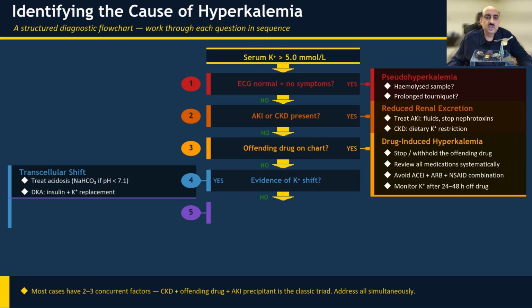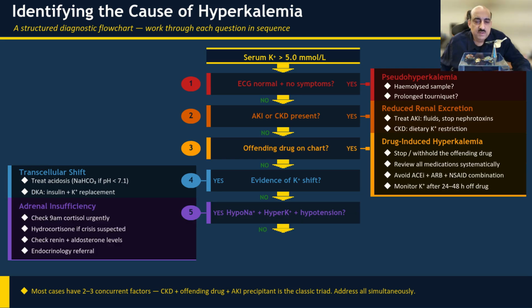After looking at the drug chart, the next step is to look for evidence of transcellular shift of the potassium. Those of you who have not seen the first video of this series, please look at it. I've discussed in detail the transcellular shift as one of the causes. Essentially we are talking about the shift of potassium from the intracellular to the extracellular compartment, usually in conditions like diabetic ketoacidosis. If that is the case, then you just need to treat and look at the etiology from the DKA perspective and other causes as well. Once you have looked at the potassium transcellular shift, if the answer is still no, then look at the sodium.